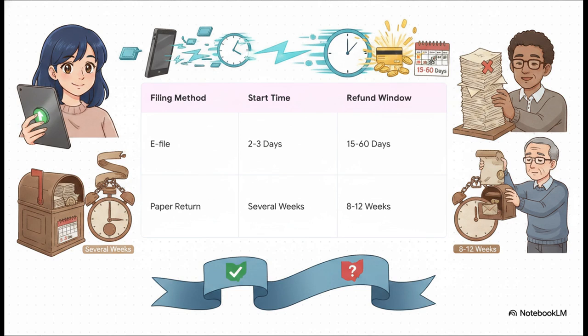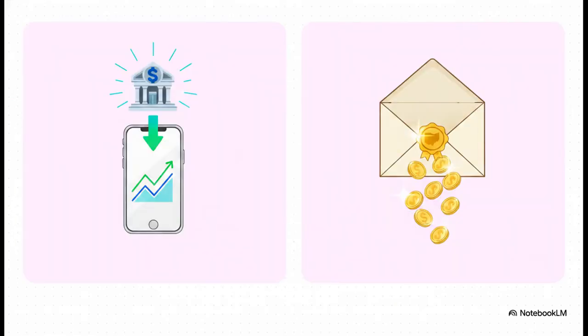On the flip side, if you mail in a paper return, it can take several weeks just to show up in the state system, and that typical refund window stretches all the way out to 8 to 12 weeks. The efficiency of e-filing is just undeniable. So when the funds are finally released, what exactly should you look for?